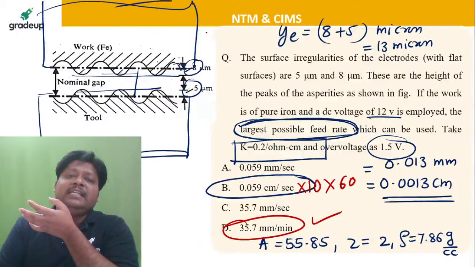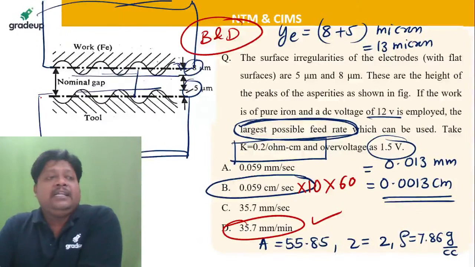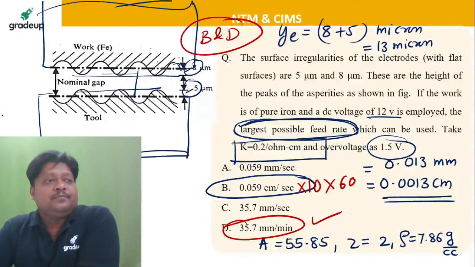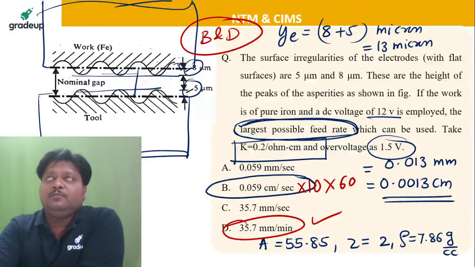So here B and D are the correct options. Okay, very good.